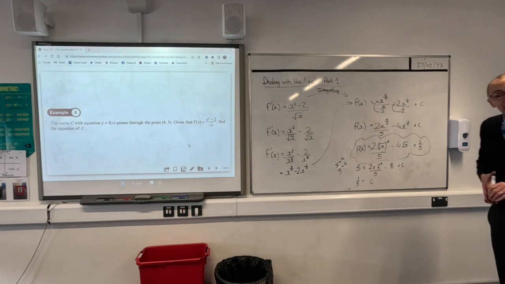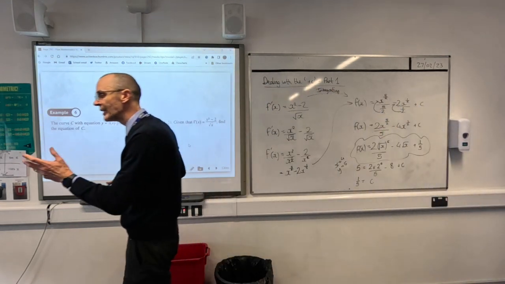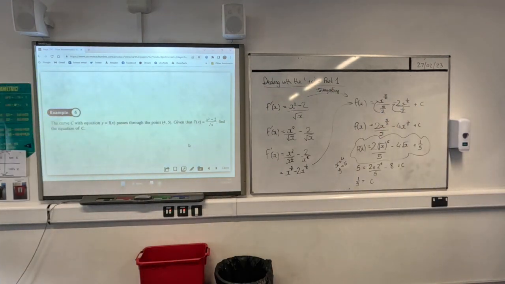And no c. So if we are using integrating to undo differentiating, and we know a point on whatever the function we're dealing with is, that's one way we can get rid of the c.